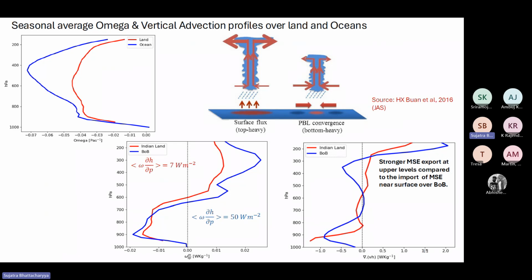So maybe this is the thing. Maybe the dynamics, or the omega interaction with your moist static energy profile, may lead to deep convective structures and more precipitation over the Bay of Bengal as compared to that over the Indian land. So that may be one of the reasons.